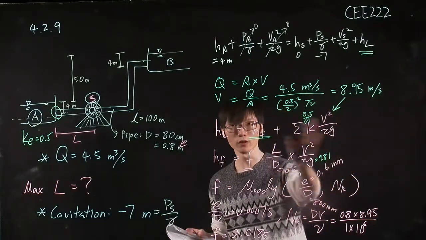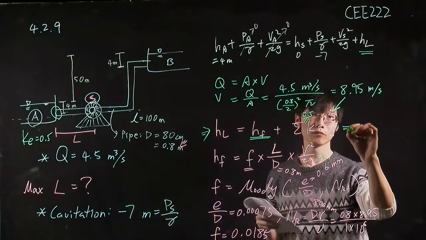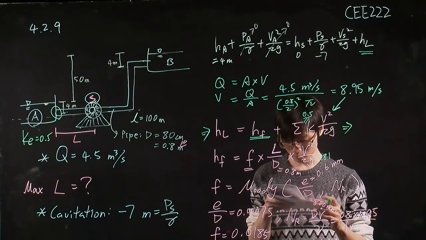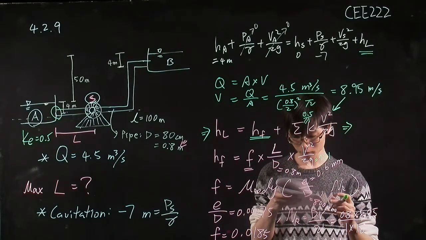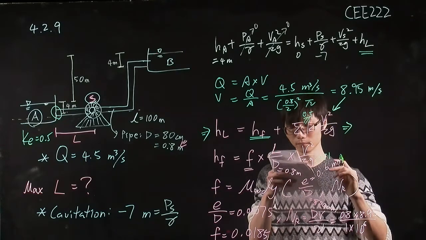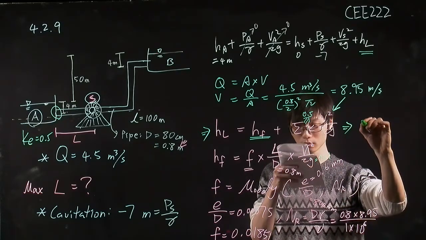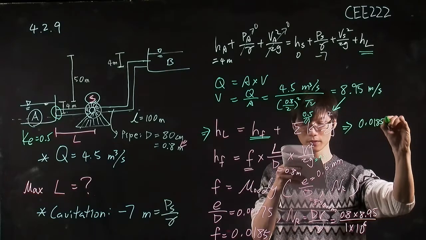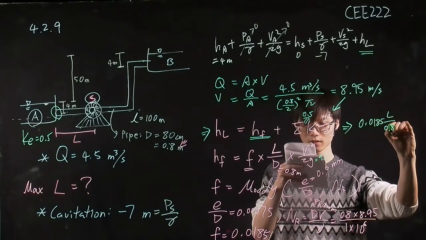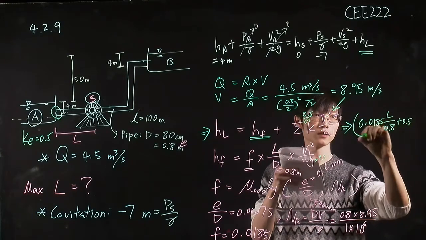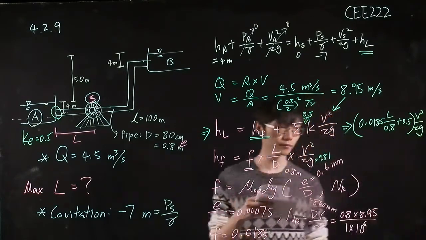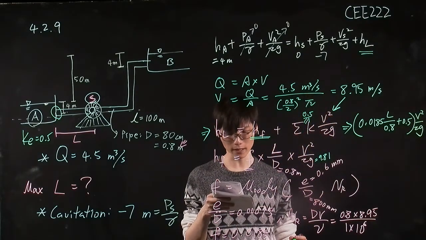So let's reorganize this head loss equation. We will get head loss equal to 0.0185 L divided by 0.8 plus 0.5, times the velocity term. Okay.